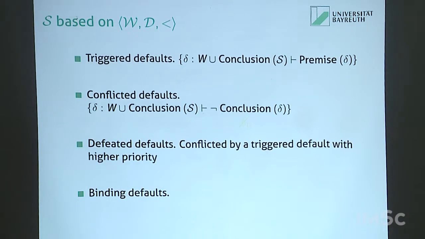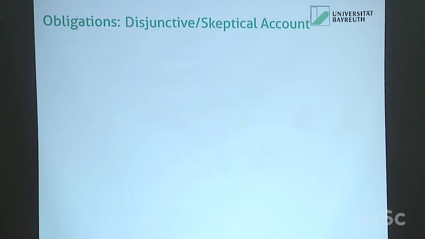But now the question is, what should you do? What are the obligations that bear on you in these situations? So in the Nixon case, what should you believe? In the twin case, what should you do? And on the market there are two intuitive ways to think about it, and they give you actually very different results. The first one is what's called the disjunctive or skeptical account.